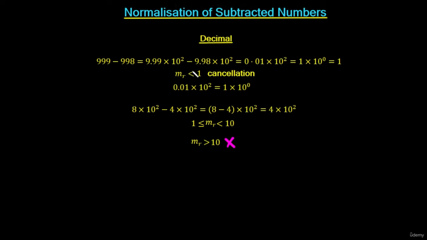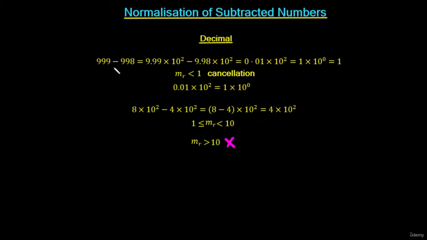So there are going to be three options for the decimal. Either the mantissa is going to be a number which is less than 1, and this is called cancellation, and we'll see this in a minute. Or the value for the mantissa is greater than or equal to 1 and less than 10, and this is the normalised answer, and we don't need to do anything to this because it's fully normalised. The other option is the mantissa is greater than 10. For subtraction that is never going to happen, which again we'll see in a minute. So we'll look at each of these three and see what happens to the normalisation.